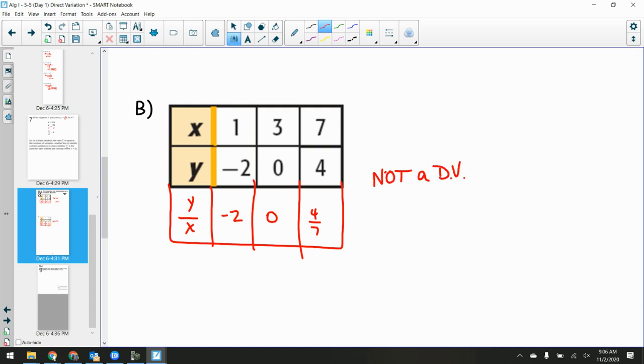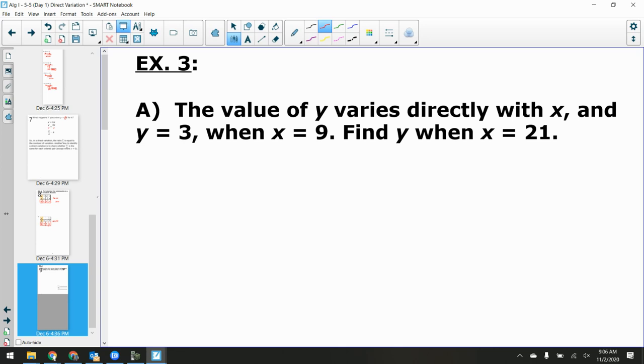a DV. This is not saying that this is not linear, because guess what? Well, I guess it's not linear either. But this is not saying that it's not linear. All I'm saying is this is not a direct variation. And the reason, for my explanation, is because y over x is not constant.